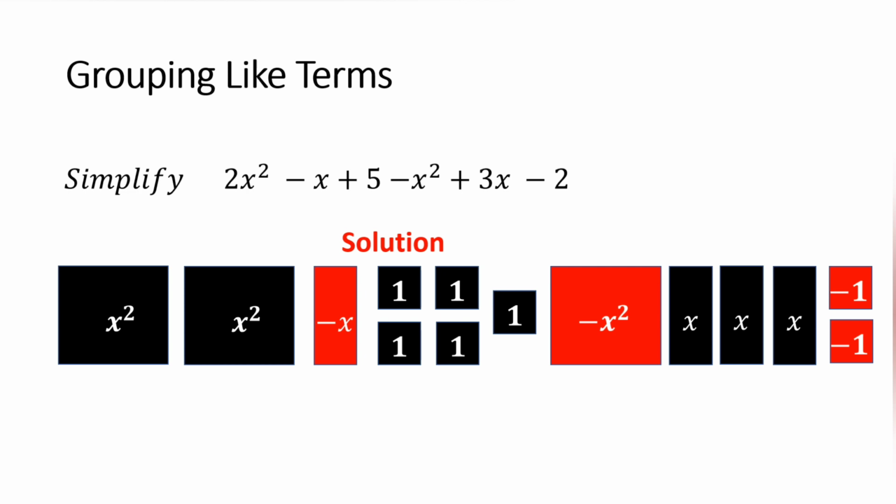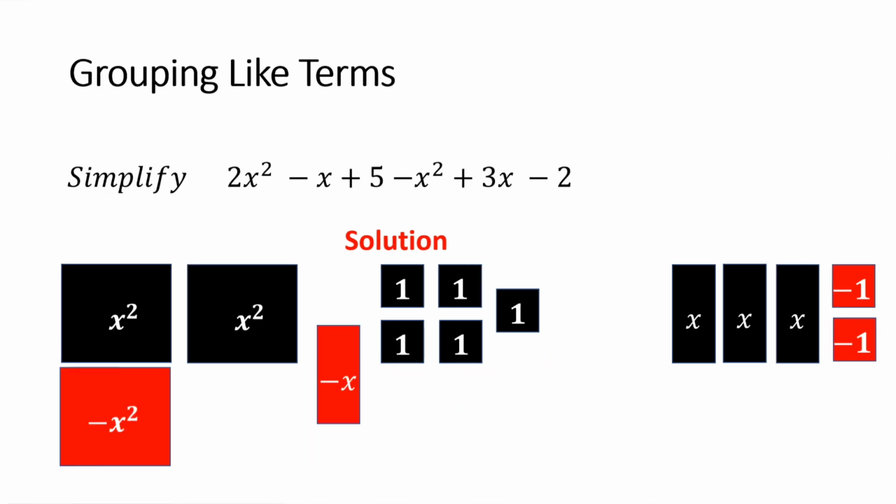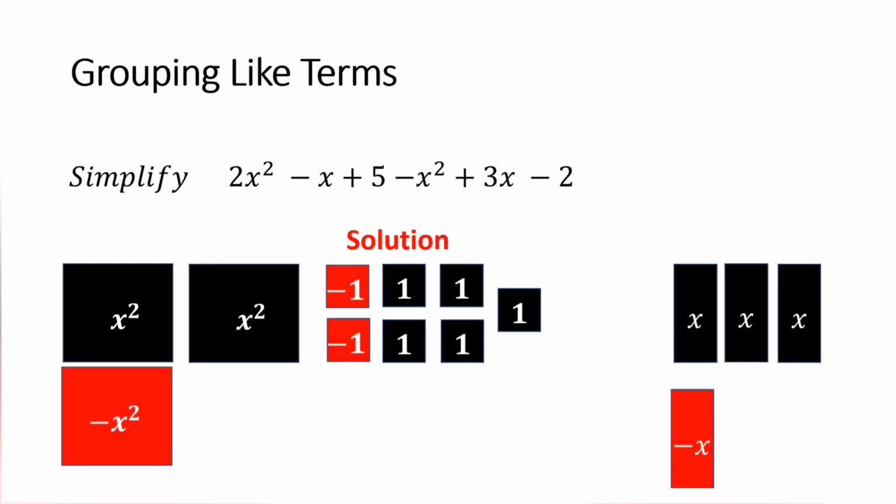Now that we have modeled the expression, what is left to do is to group all the tiles that are of similar shape and sizes together. Keep in mind the nullifying effect of x squared minus x squared, 1 minus 1, and x minus x. In other words, x squared cancels with minus x squared, minus 1 cancels with 1, and x cancels with minus x.